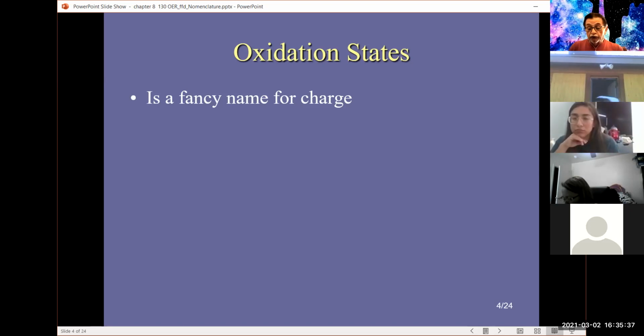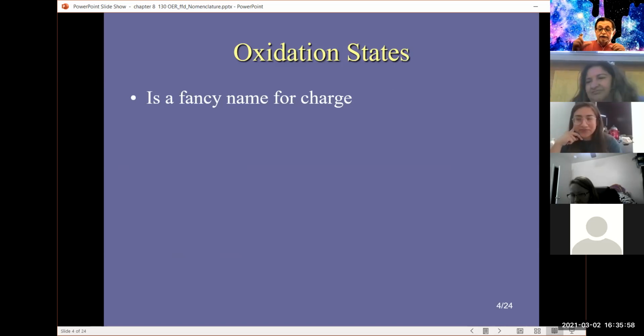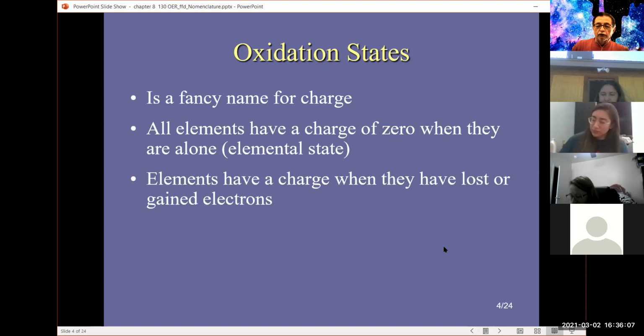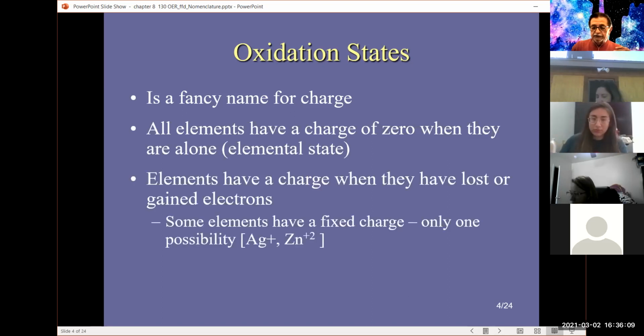Yeah, because the sodium atom is the element, and its oxidation state, as in the case of all 118 elements, is 0. Why? Because they have an equal number of positives and negatives. The ions are different. They're either going to have negative or positive. And so their oxidation states vary. So all elements, as you know, or should know, have an oxidation state of 0. And we know the elements, when they lose or gain electrons, are going to have a new oxidation state.